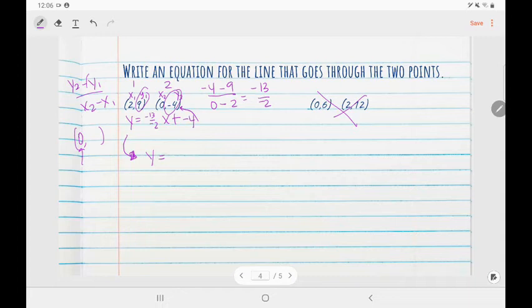y is equal to negative 13 over negative 2 simplifies. A negative divided by negative is a positive. I'm going to leave it as 13 over 2 though, instead of a decimal, x minus 4. And that would be my final answer. So that is how I find equations from points.